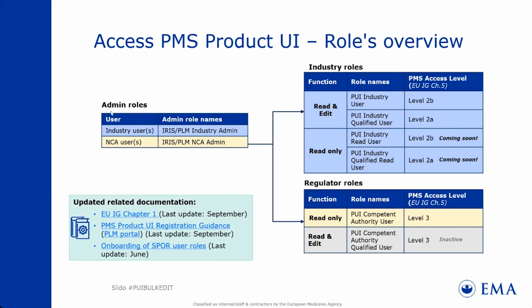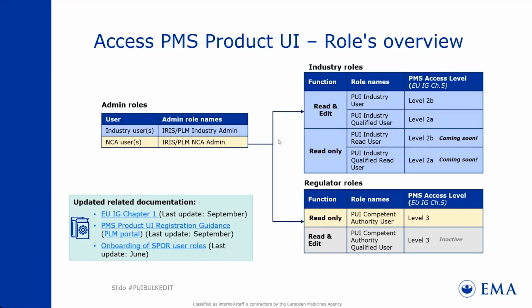First of all, the first role that needs to be requested in case you want to access PMS in general, whether it's POI or API, is always the administrative role. In this case, we have two different types of roles based on the stakeholders. Industry have the IRIS PLM industry administrative role, while NCAs, in a different color, have the same with an NCA wording inside.